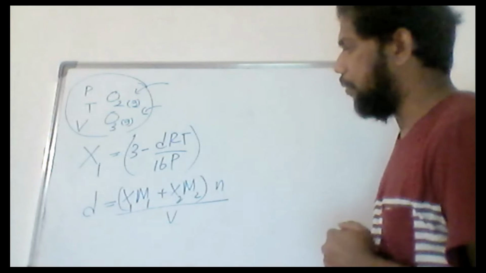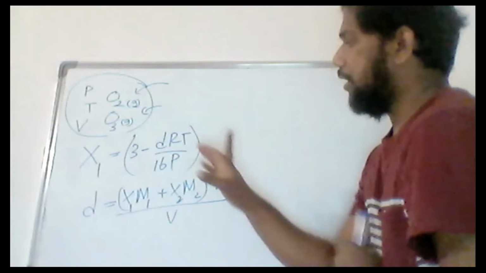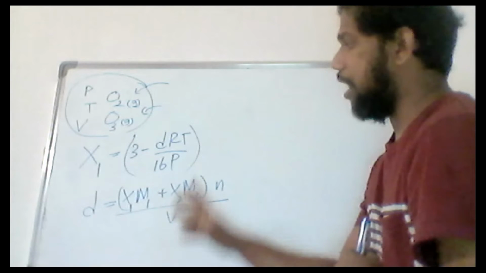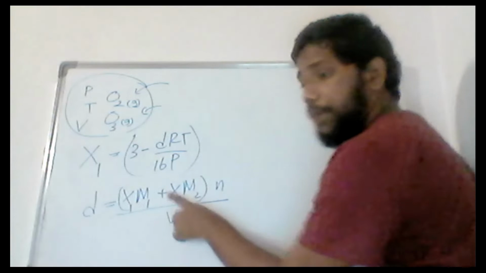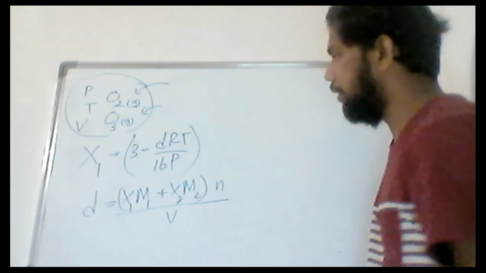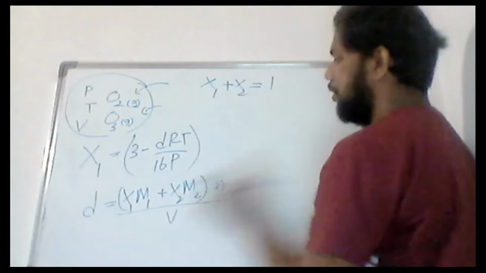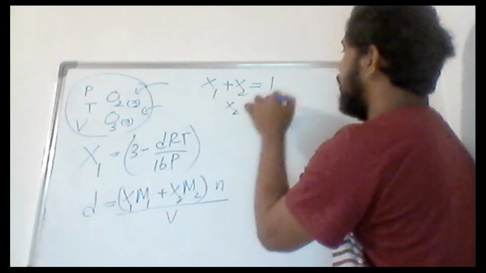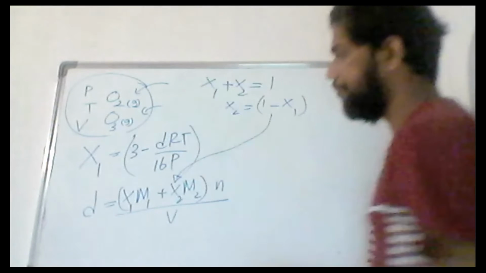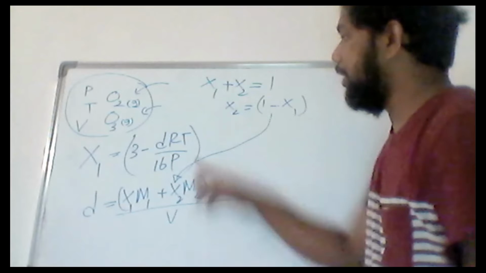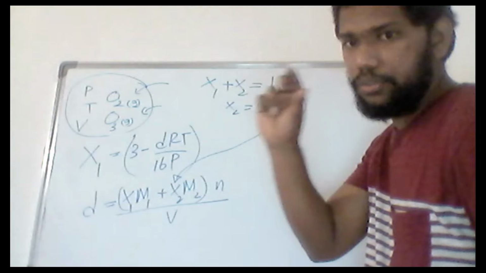Now, how can I combine this with this one? Because the idea here is I want to remove x2. If I want to get x1, the first thing I have to do is write x2 in terms of x1. That can be done because I know x1 plus x2 should be equal to 1. So in terms of x2, I can write 1 minus x1. And you see I have RT and P. So this should give you the idea.